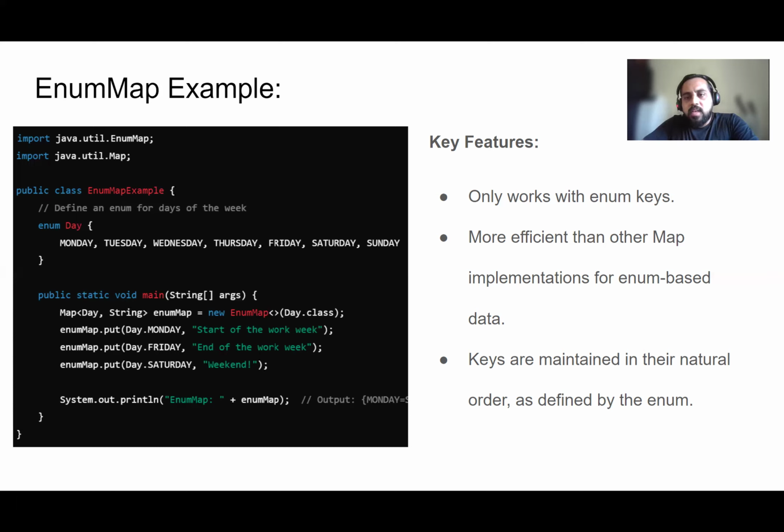So it only works with enum keys that we define, and it's more efficient than other map implementations for enum-based data. Keys are maintained in their natural order as defined by the enum. In the order we defined them, the keys will be kept.